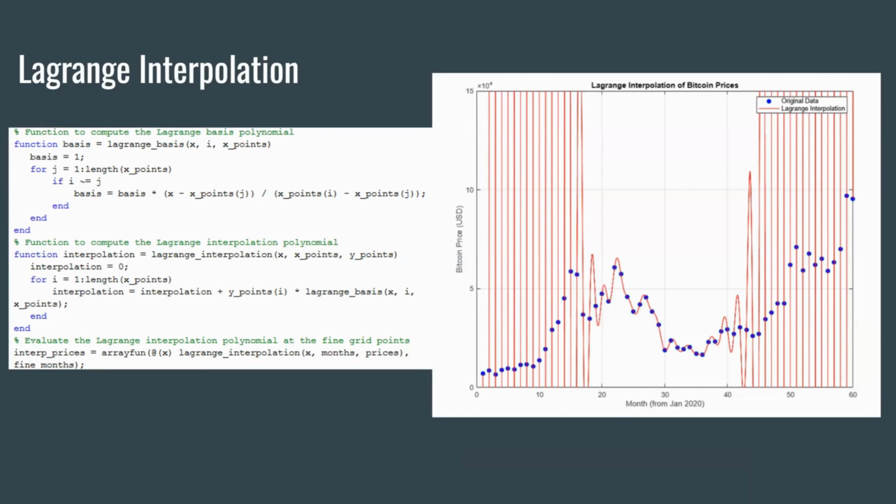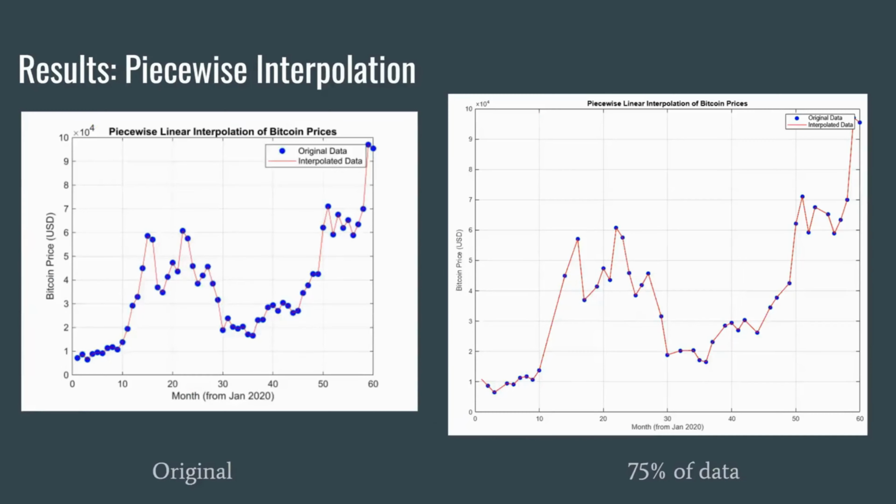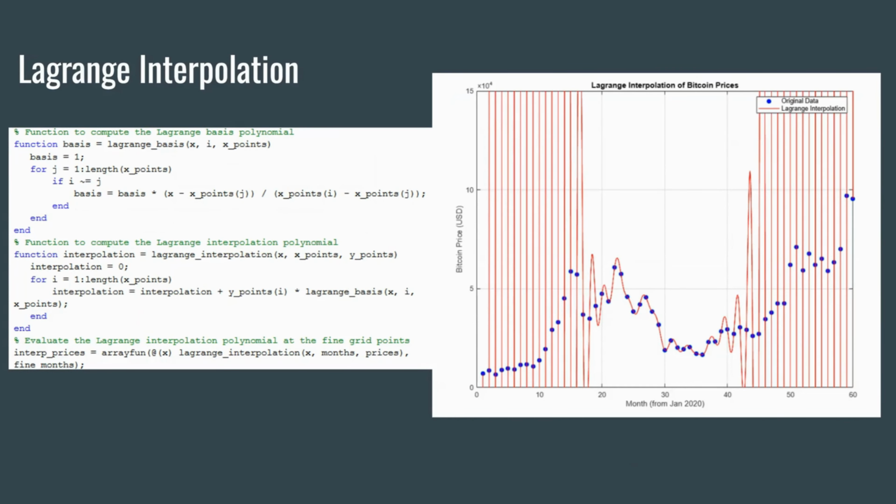Then here we have the MATLAB implementation on the left, and then the results that we got on the right-hand side, with the red lines showing the polynomial. As you can see, we got oscillations during this implementation, and the blue dots are the original data.